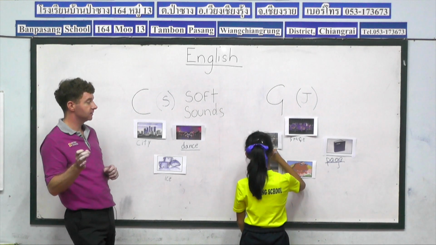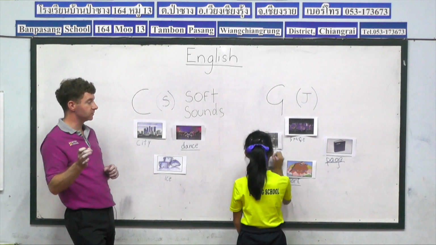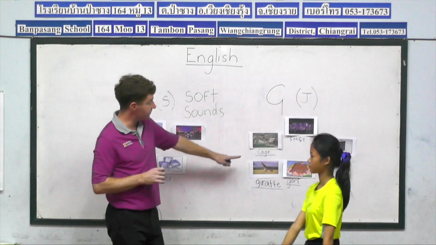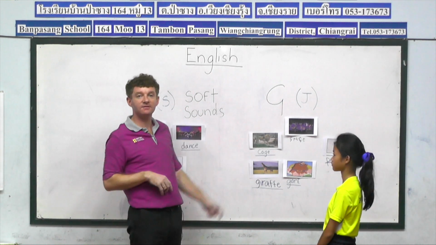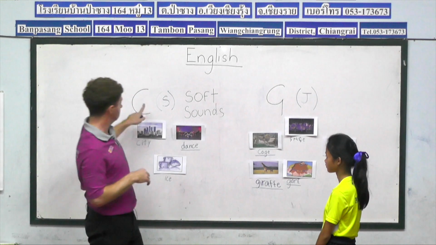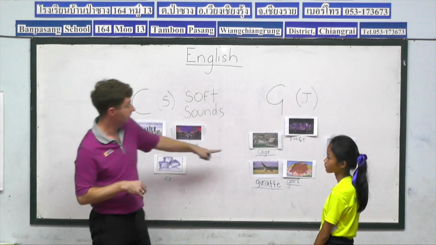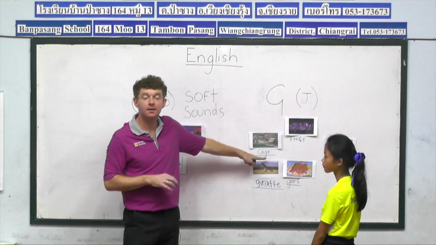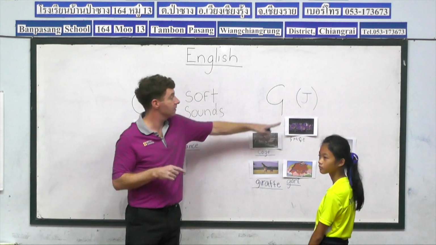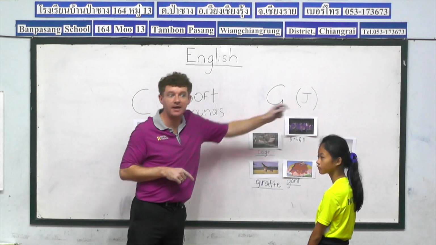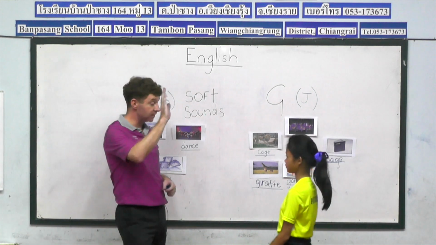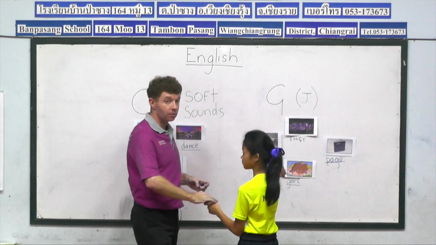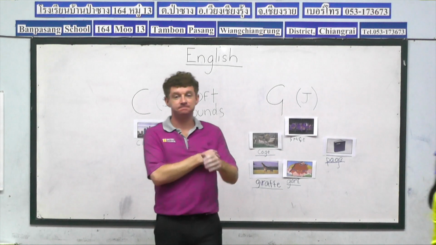C-A-G-E. Excellent, Dan. Well done. So you can see we have the first letter here is a C, but that's the normal C sound like K, not the soft C sound. But then we have G, and that is the soft G because it sounds like J. Cage. Dan, that was brilliant. High five. Big round of applause for Dan, please, guys.